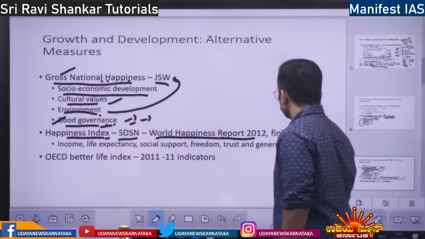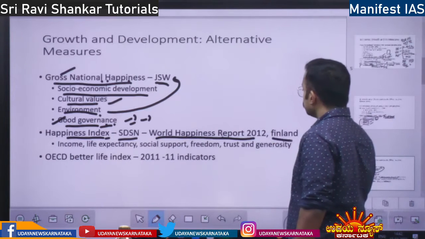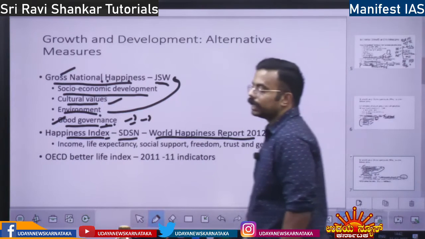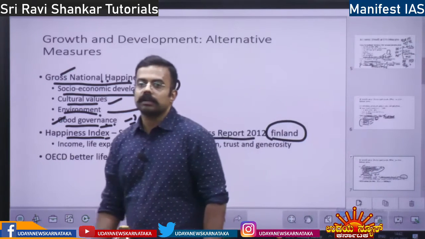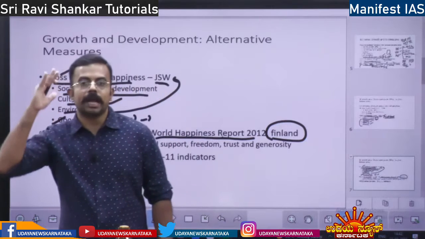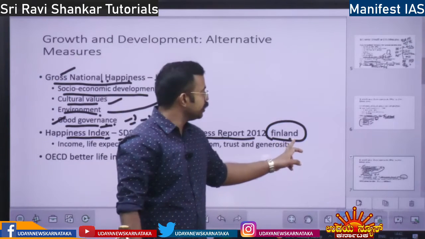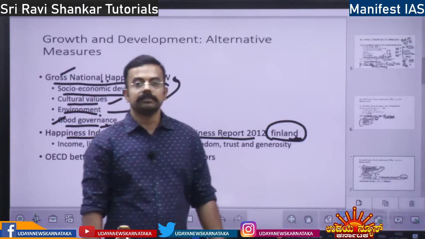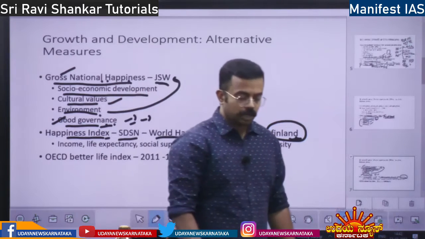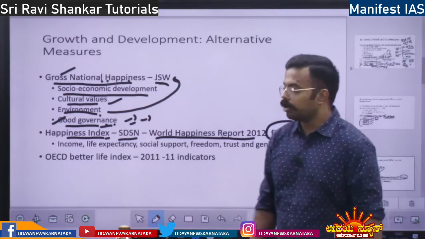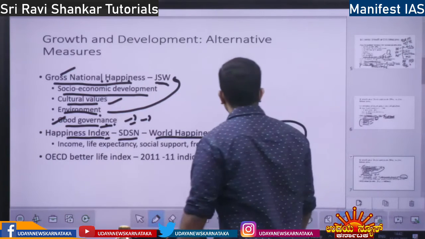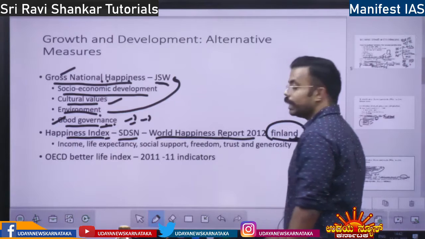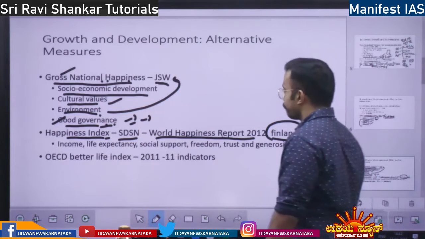On this index, all the European countries are at the higher level. Top ranks are taken by European countries. First rank is Finland. Where is Finland? Northern Europe, right? Northern Europe, a Nordic country. Finland is called a Nordic country, right?